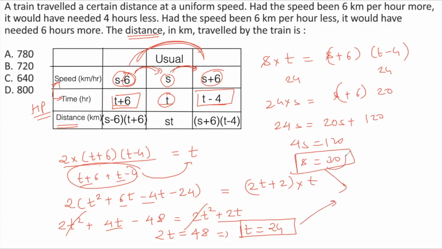Now, the usual speed is 30 and the usual time is 24. Then the distance covered is speed into time again. So 30 into 24, my answer once again is 720 kilometers. It is the B option.